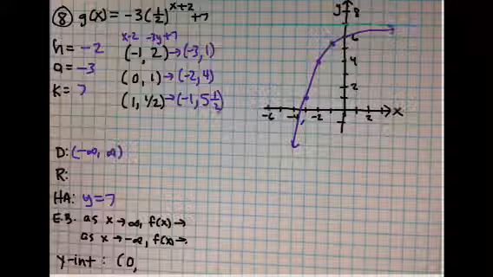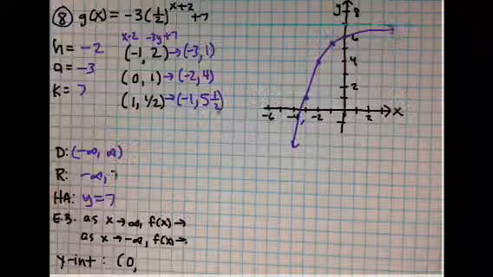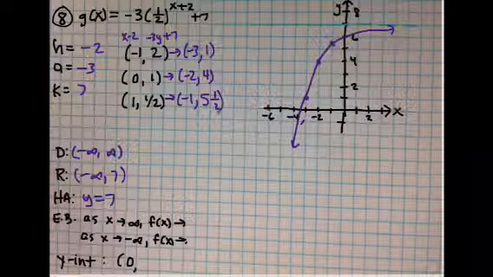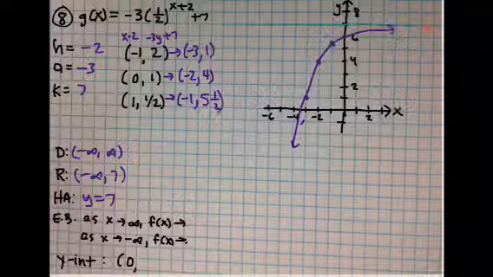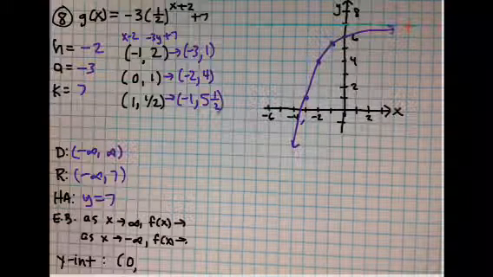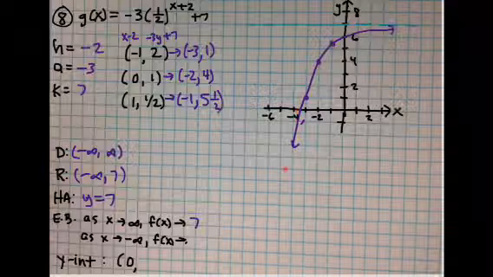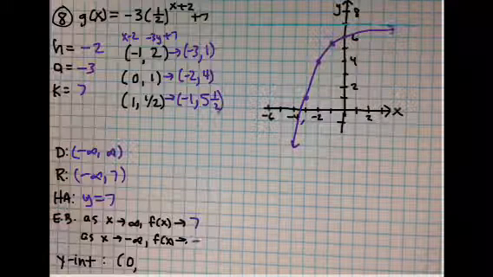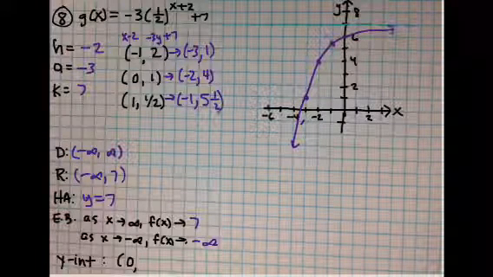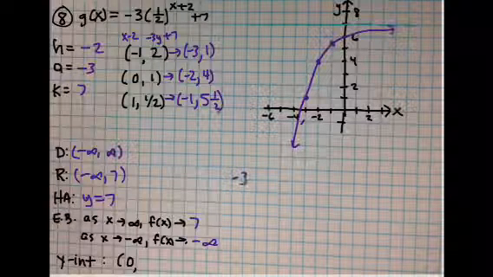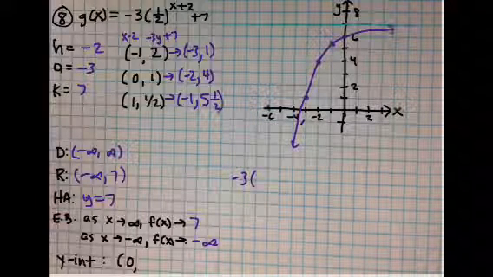Okay, so the range is everything below 7, so it's from negative infinity to 7. The end behavior, as the graph goes to the right, it approaches this line right here, so that's 7. And as the curve goes towards the left, it's going down, so that's negative infinity. The y-intercept, I'm going to have to plug in a 0 for x.